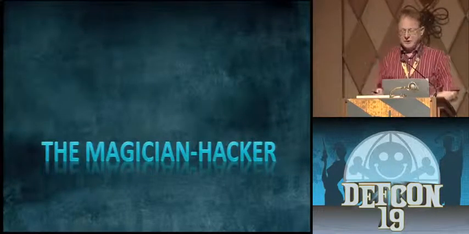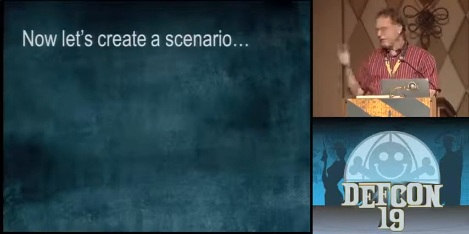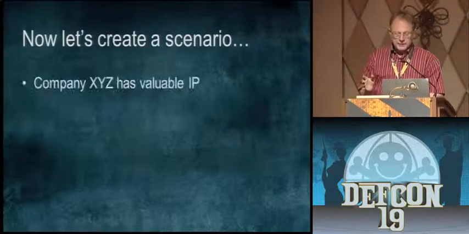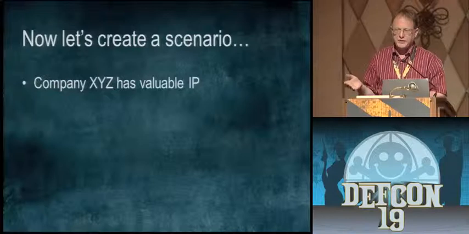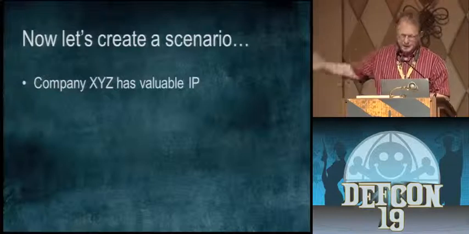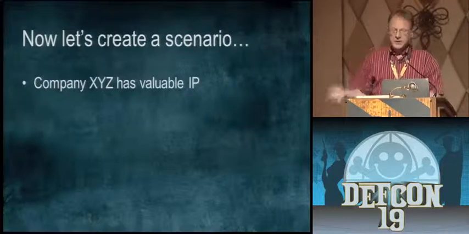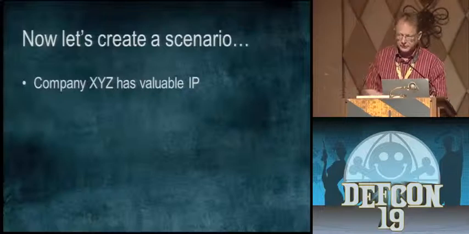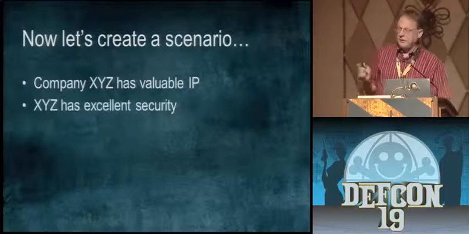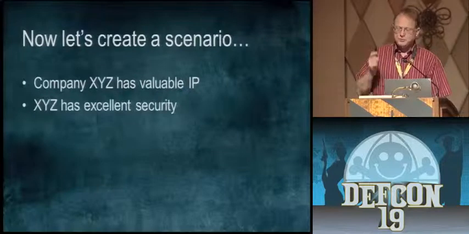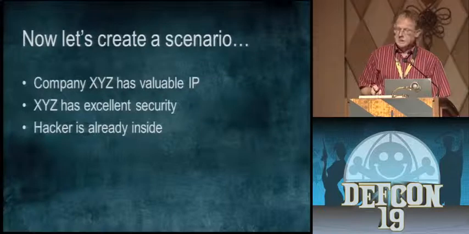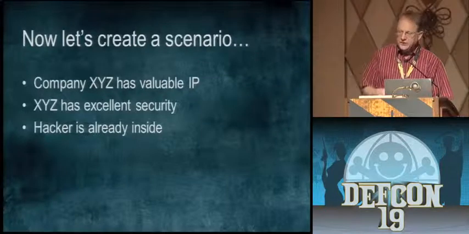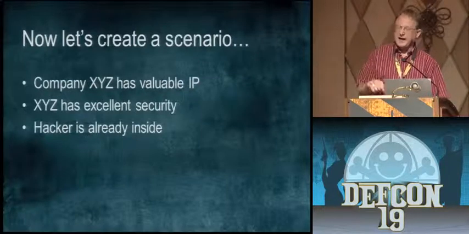So let's pick a scenario. We've got this company, and they have some very valuable intellectual property. I'm thinking, for instance, they could have a server that has all their source code of everything on it, or some sort of database with very valuable financial information. But they also have very good security. The XYZ company has really good security, and they've got sharp people. Now the hacker's inside. He's already gotten into the network, and he has limited access to it.